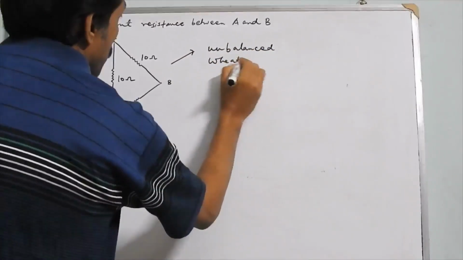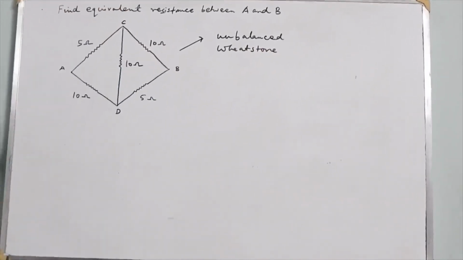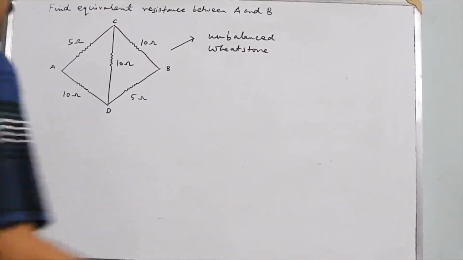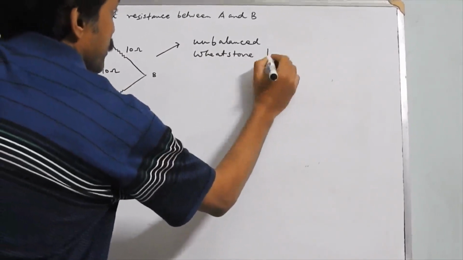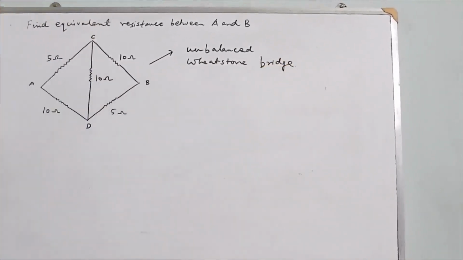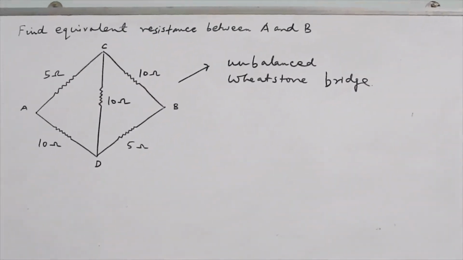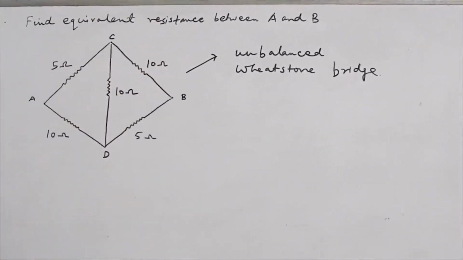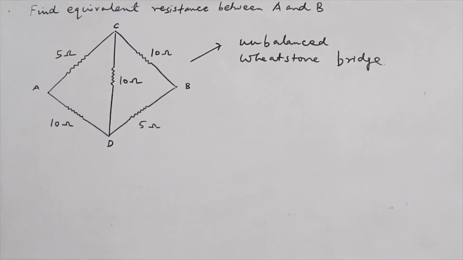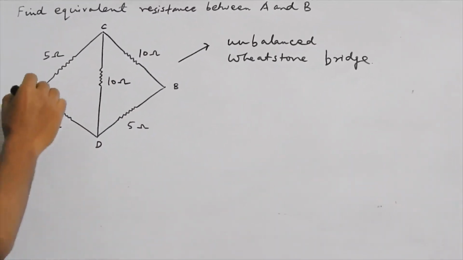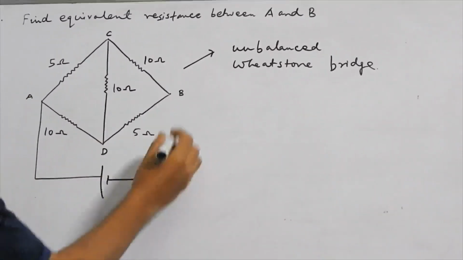Now, whenever this type of problem is given, we use Kirchhoff's law, but we use Kirchhoff's law in a modified form to tackle such problems. What we do is, we assume that there is a battery connected between the points across which the equivalent resistance is to be found. So in this question, the equivalent resistance has to be determined between the points A and B. So we assume that an ideal battery is connected between A and B.